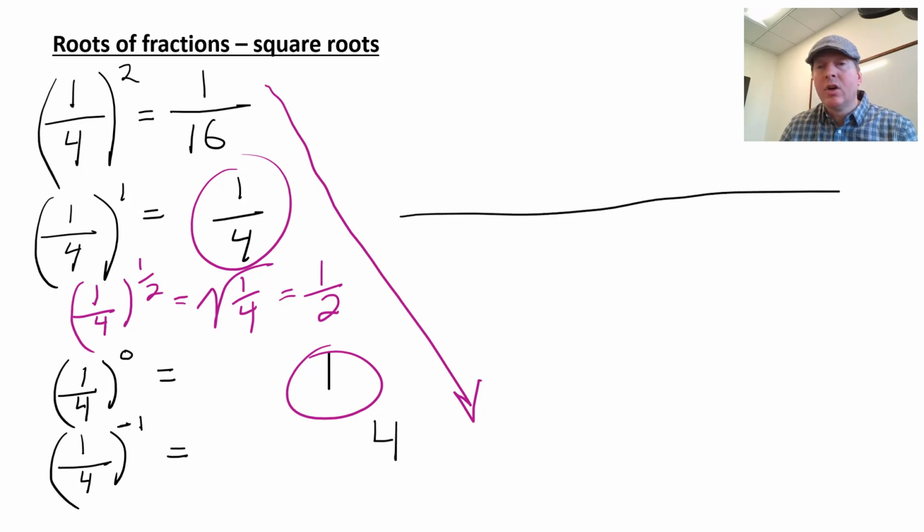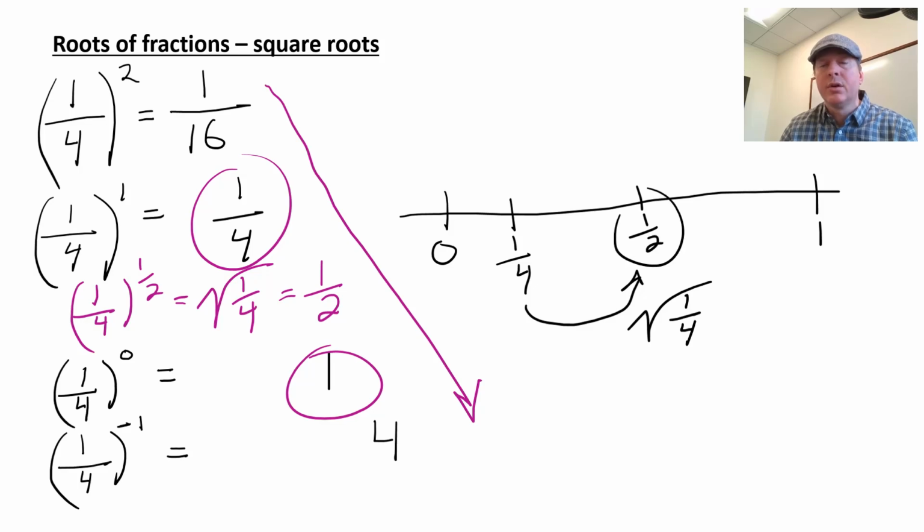If I were to write the number line, this is a really important thing to remember. If I were to write the number line and I put 1/4 in here, so the square root of 1/4, it's not a smaller number, it's a bigger number. The square root of 1/4 is 1/2. So if you take the square root of a fraction, the number gets bigger, not smaller. And when I say bigger, that means you move to the right on the number line. As you move to the right on a number line, the number gets bigger, not smaller.